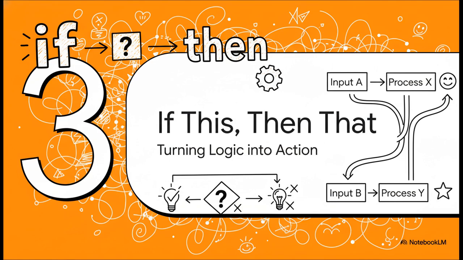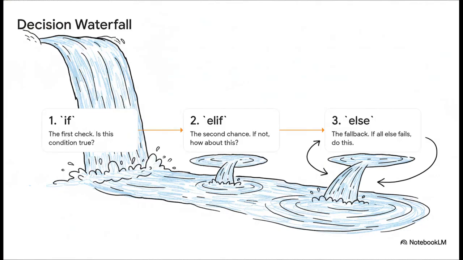Okay, moving right along to Section 3. If this, then that. So we've learned the rules of logic, but how do we get a program to actually do something based on those rules? We do it with something called an if, elif, else block. You can picture it like a waterfall of decisions. The program starts at the very top with an if and asks a question. If the answer is true, it does something and then stops. But if it's false, it just flows down to the elif, which really just means else if, and asks a new question. And if all of those checks fail, it finally lands on the else block at the bottom, which is kind of the default. Do this no matter what action.